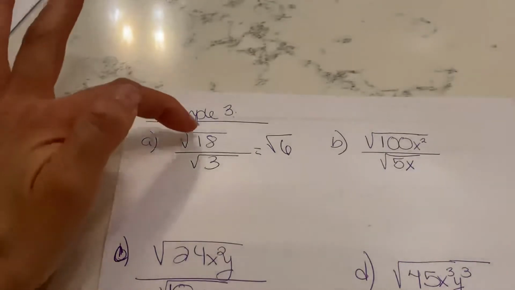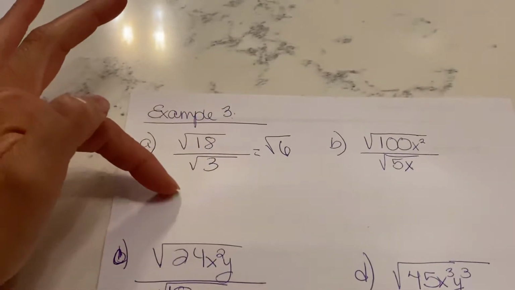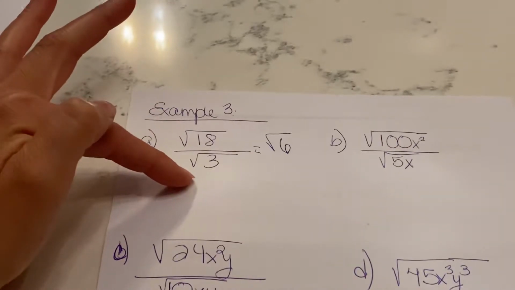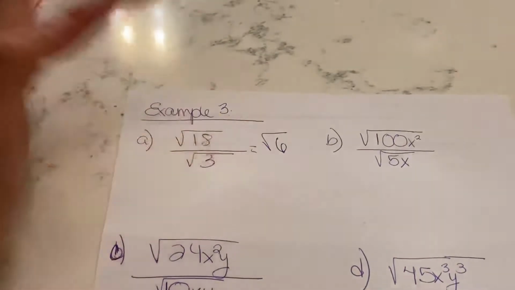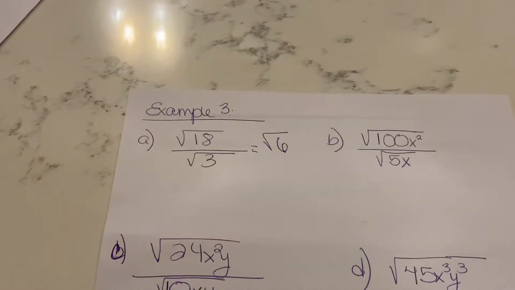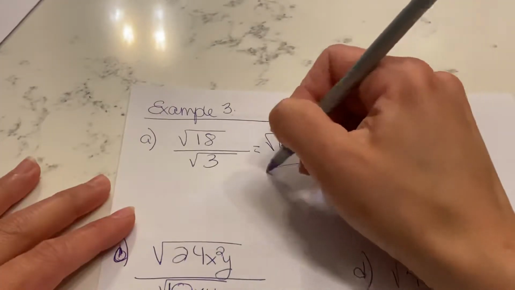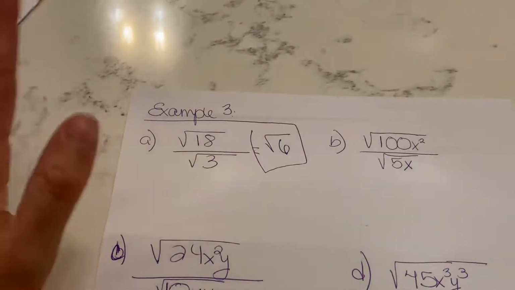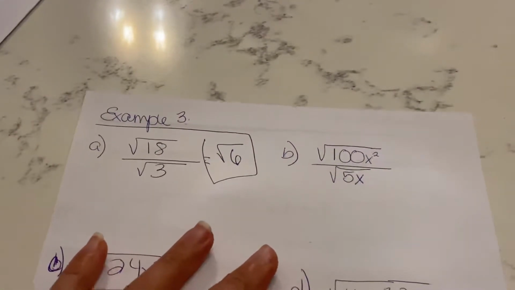So guess what? When I divide, because they're both inside the radical and they have a factor in common, I divide by 3 to both numbers and I'm just left with radical 6. I'm not left with the fraction, so guess what? I don't need to rationalize anything. So my final answer is radical 6. Done. All right, let's go to B.